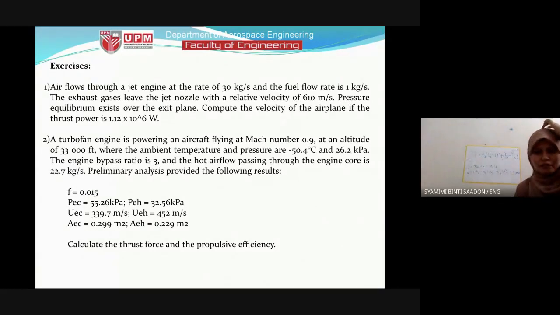Later on, give me the answer for u. There are two possible answers of u. That means there are two moments where the engine hits the power of 1.12 megawatt.